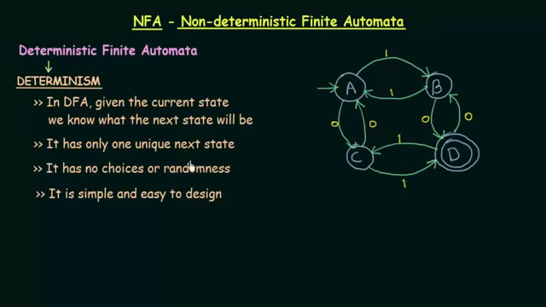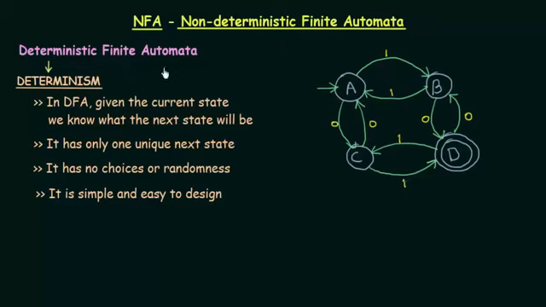So it has a unique next state, and it has no choices or randomness. Suppose I'm in state A and I get input 1, it has no other choice than to go to state B. It is sure and it knows that it has to go to state B. And it is simple and easy to design. Why? Because we know on getting certain inputs to which state we have to send it. So we just have to design it, showing the transitions from one state to another on getting certain inputs.